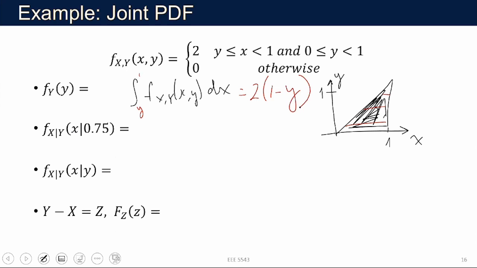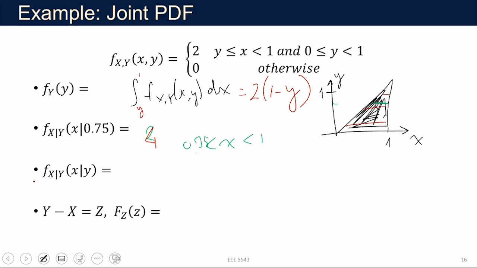What is the conditional probability of x given that y is 0.75? So notice now we know that x is going to be defined to be non-zero from 1 to 0.75. And normally we would say that this is 2. But notice if we integrate from negative infinity to infinity, this will not be 1. This will be 1/2. So we need to normalize it. So then this becomes 4.